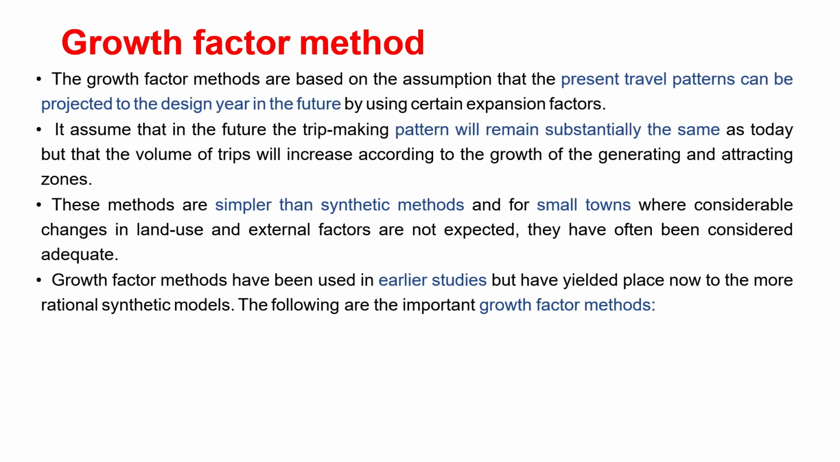is based on the assumption that the present travel pattern can be projected to the design year in the future by using certain expansion factors. Right? So whatever present travel pattern is there, for example, from zone 1 to zone 2, say some 50 number of trips are being generated. So zone 1 to zone 2. If you want to write it in number of trips, for example 50, in an OD matrix, how will you write?